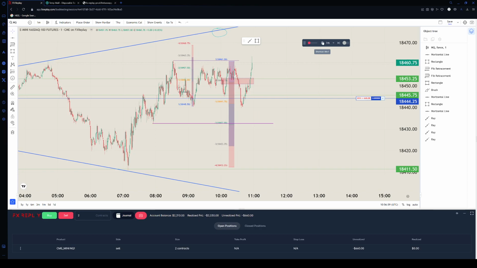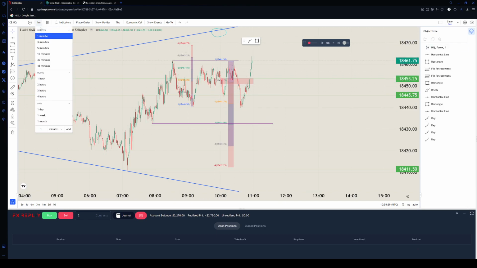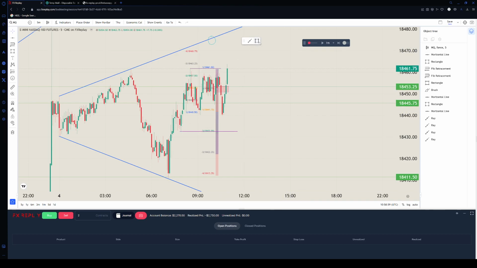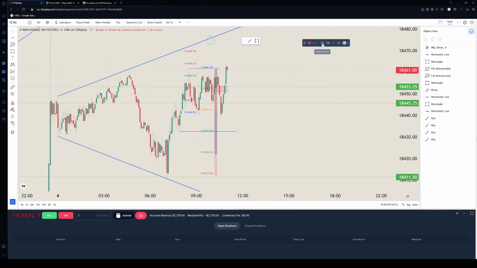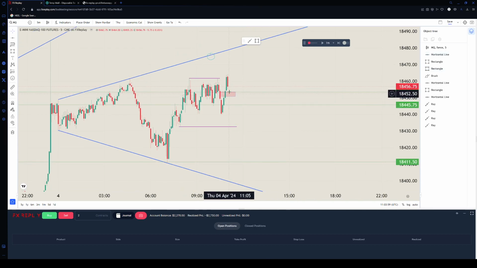I was wrong. It's just chopping in between the range. Okay, well in this case, I'd assume that from here now it goes to the buy side and all of this up here. But if that fails, then I would pretty much just be done for the day.